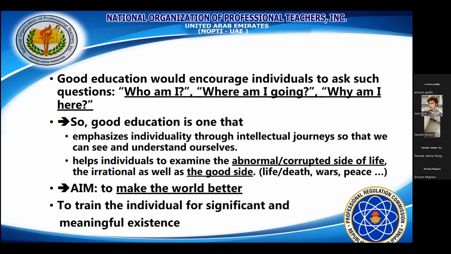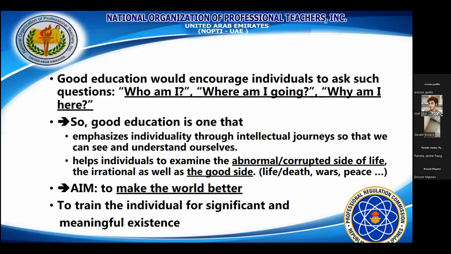So good education would encourage individuals to ask such questions, yung kanina. Who am I? Where am I going? Why I am here? What is my purpose in this world? So yung mga pagganong mga tanong, these are all related to existentialism. So good education is one that emphasizes individuality through intellectual journeys so that we can see and understand ourselves.